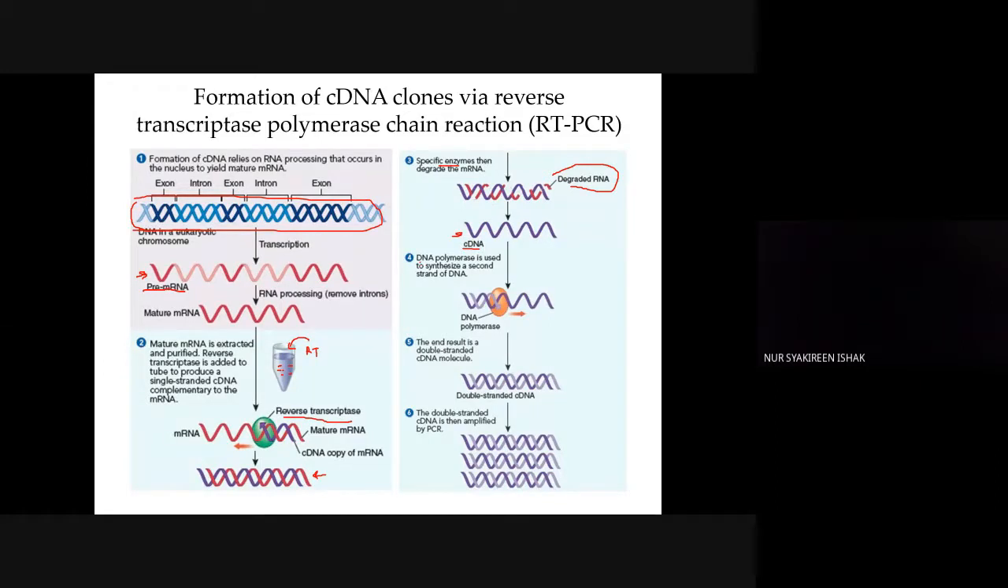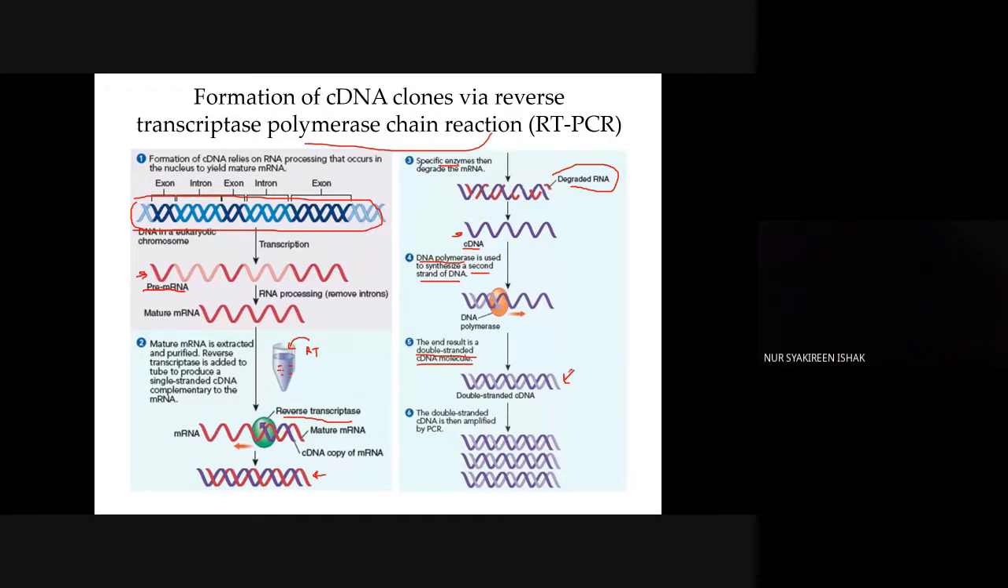So you add another enzyme which is DNA polymerase. This DNA polymerase will synthesize the second strand of the DNA. So this produces the second strand and produces the complete cDNA molecule, the double-stranded cDNA molecule. Because this reaction occurs in a machine, we call it polymerase chain reaction.